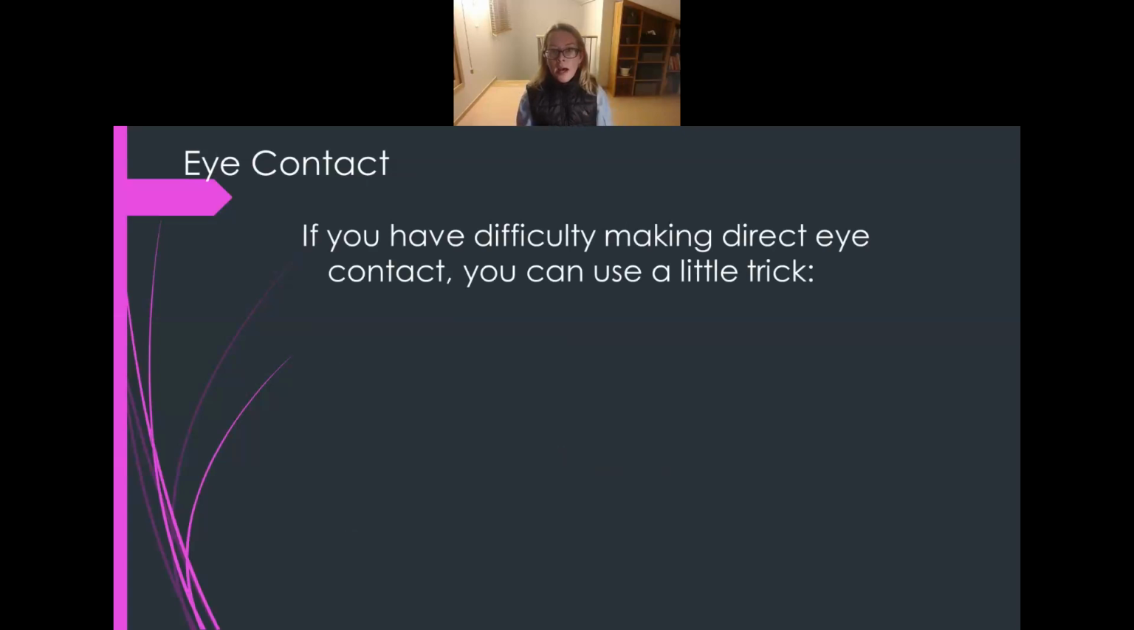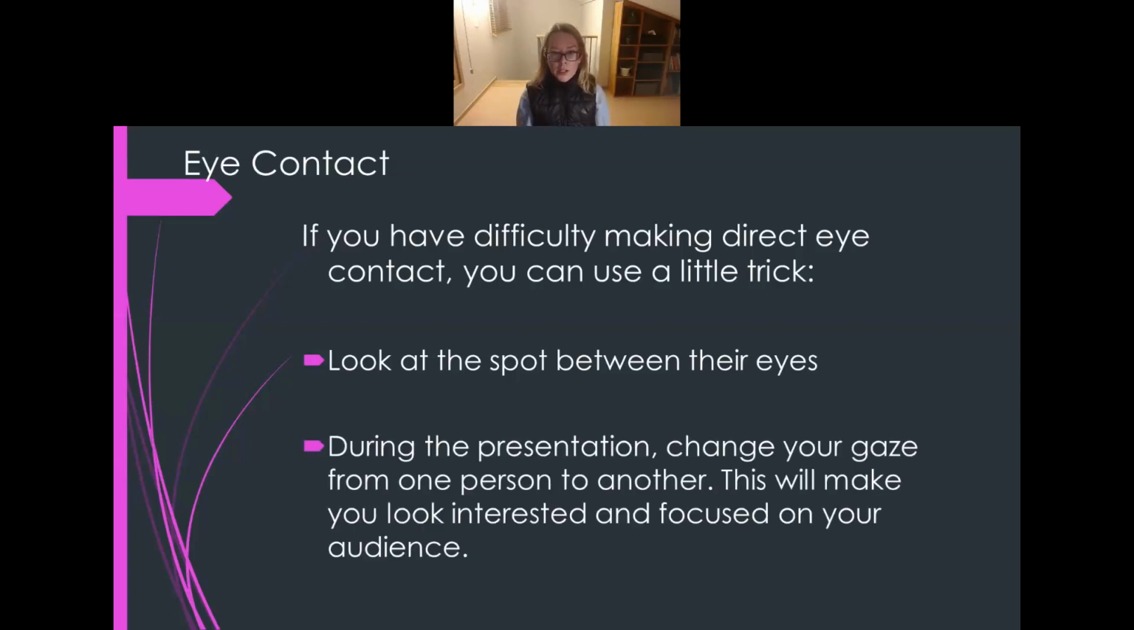Okay, if you have difficulty making direct eye contact, you can use a little trick. Look at the spot between their eyes. Then they think you're looking at them, but you're actually not. So if you're not comfortable making eye contact, just look here. During the presentation, you can change your gaze from one person to another. This will make you look interested and focused on your audience.